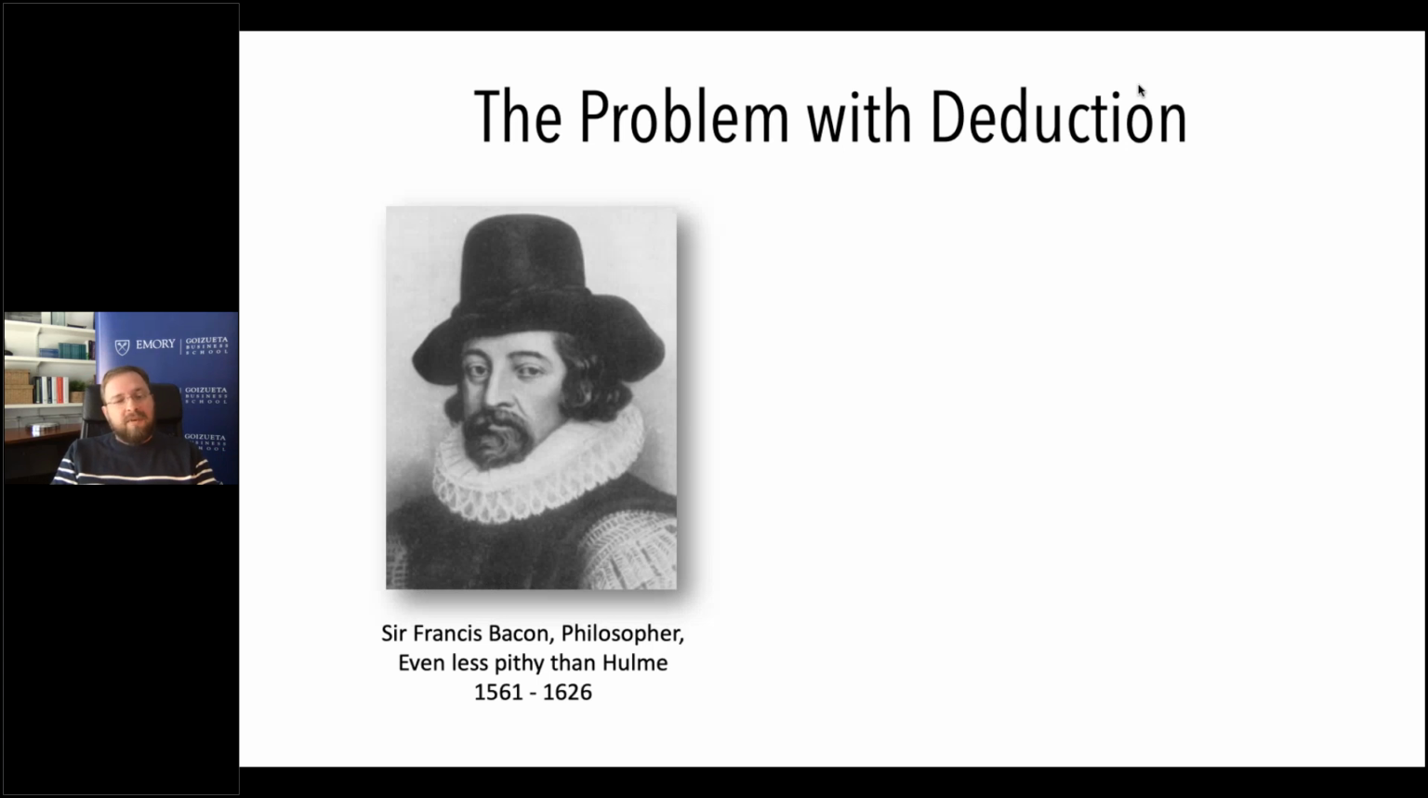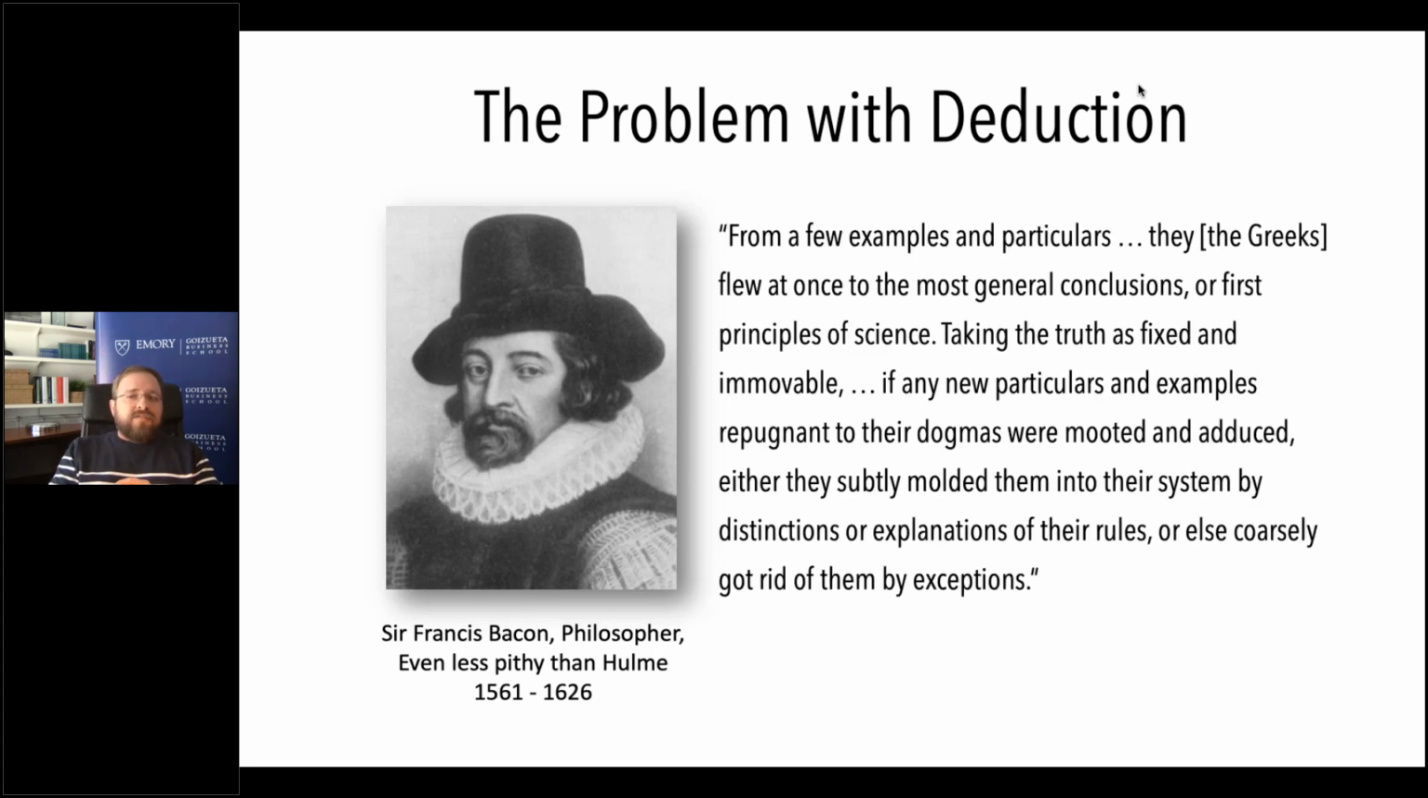This weakness was identified by another philosopher, Sir Francis Bacon. "From a few examples in particulars," he's referring to the Greeks in this point, "flew at once to the most general conclusions, or first principles of science, taking the truths as fixed and immovable. If any new particulars or examples repugnant to their dogmas were mooted or reduced, either they subtly molded them into their systems by distinctions or explanations of their rules, or else coarsely got rid of them by exception." Again, not as pithy as Darwin, but the idea is important.